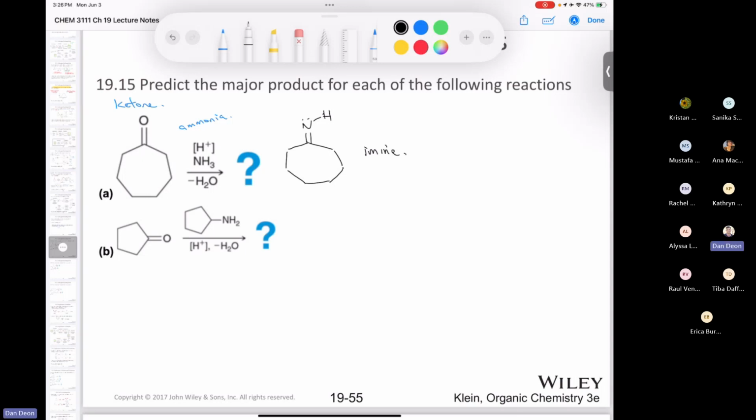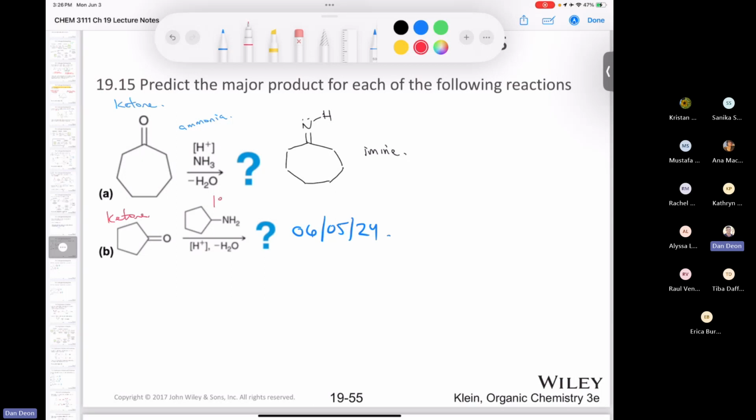Now in the second one, we have another primary amine. So I'd like you guys to give this one a try before class on June 5th. Okay, I want you to try this one. So again, this is a ketone.